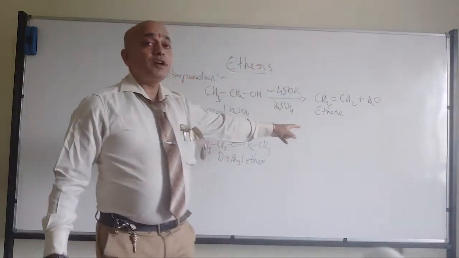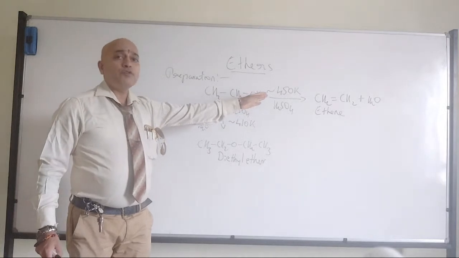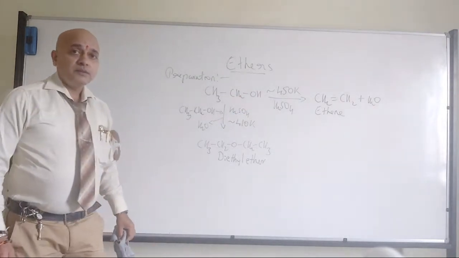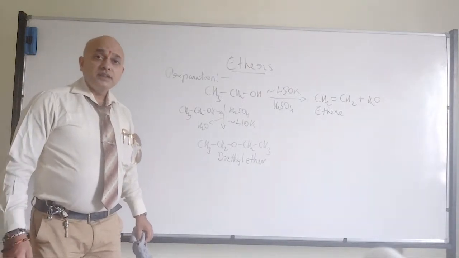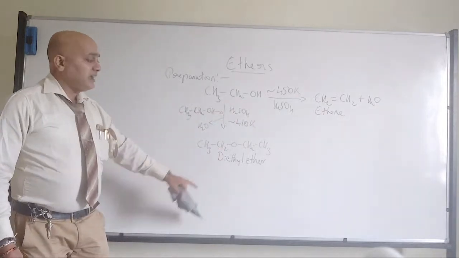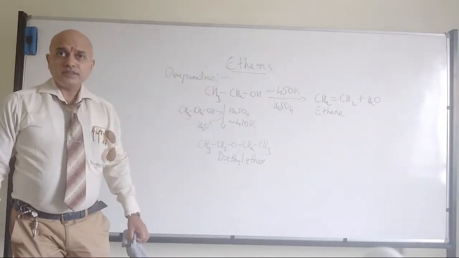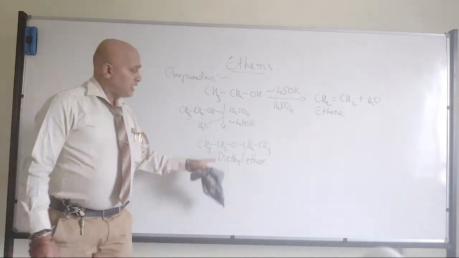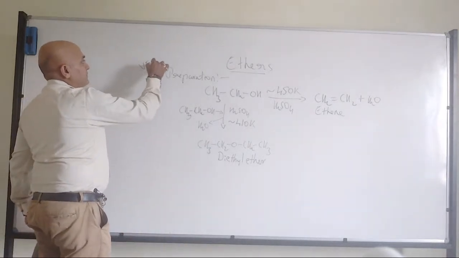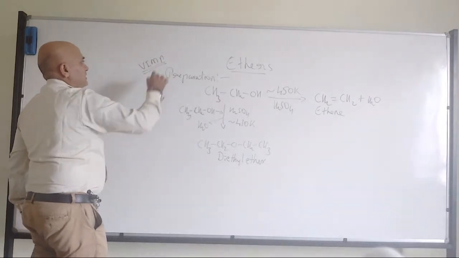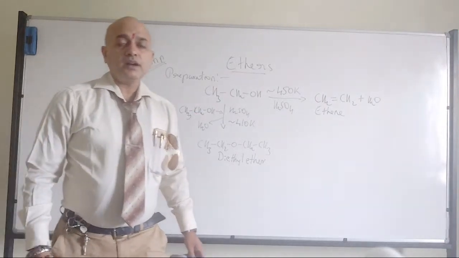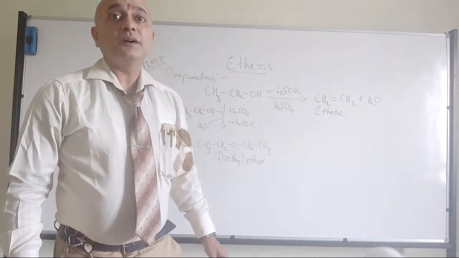Ethene will be formed when you are talking about temperatures above 440 Kelvin. Then only ethene can be formed. Below 400 or below 420 Kelvin, ethene will not be formed, it will be ether which will be formed. All of you have understood? So you have to remember this one because whatever preparation I am going to tell, this is important.